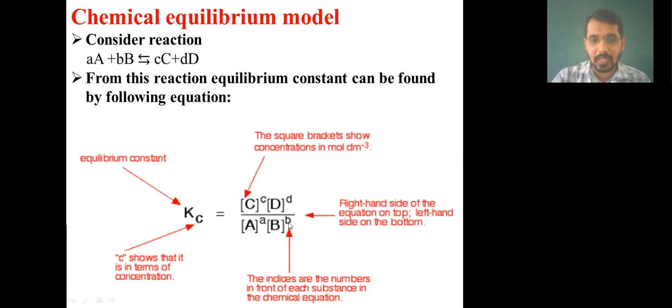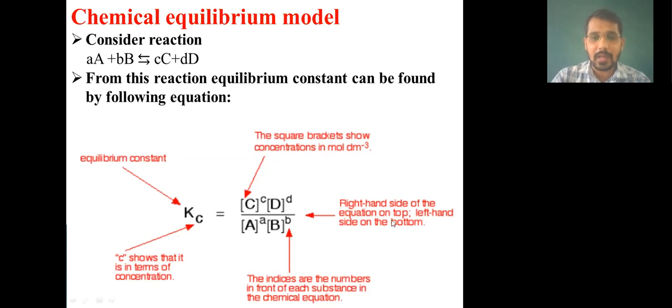After that, what is the B? These indices are the numbers in front of each substance in the chemical equation. In other words, these are the stoichiometric coefficients of the reactants and products. A and B are the stoichiometric coefficients of reactants A and B, and C and D are the stoichiometric coefficients of products C and D.